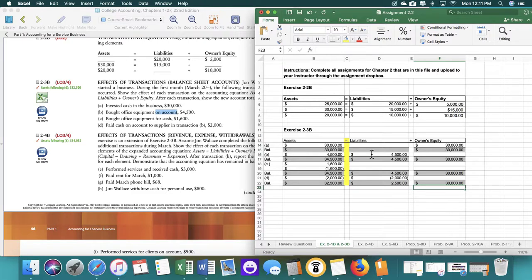So this is how you do the first two problems for this week's homework. If you have any questions on it, please let me know.